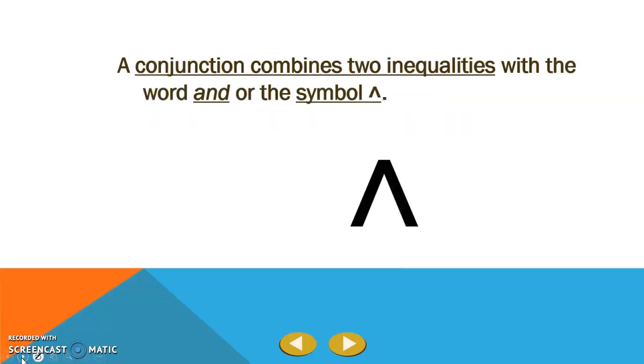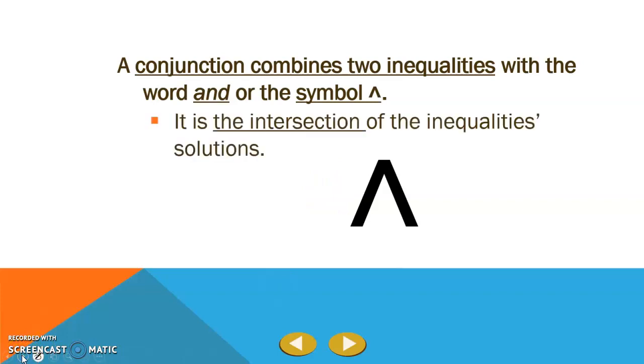A conjunction combines two inequalities with the word and or the symbol that looks like a caret, kind of like a capital A. It is the intersection of the inequalities' solutions. So if we were to graph both inequalities, it's where they intersect. It's what they have in common. Again, we represent that with this symbol that looks kind of like an A for and. That is a conjunction.